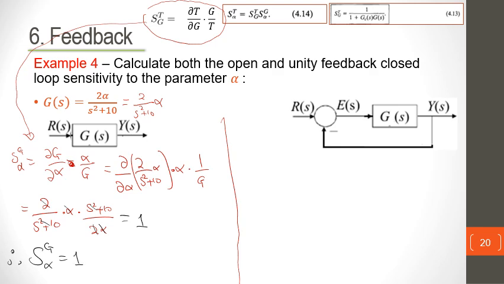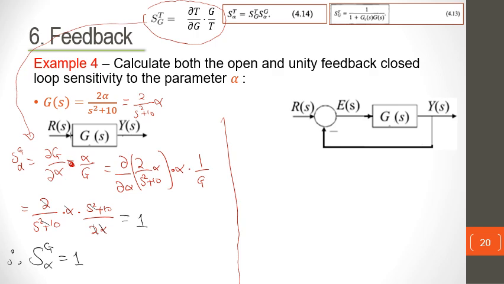So for every small change that happens in alpha on the transfer function, that change is simply amplified by 1. It will affect the output by 1. So that's basically what it means. This is more like a slope. If this value was 2, it would mean that for every small change in alpha, there will be twice as much impact on the resulting output.